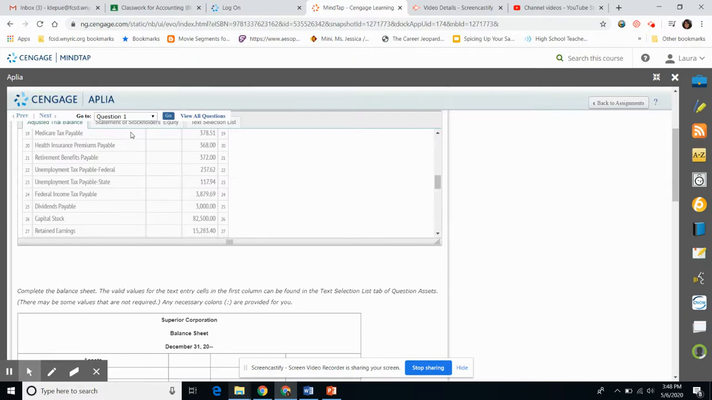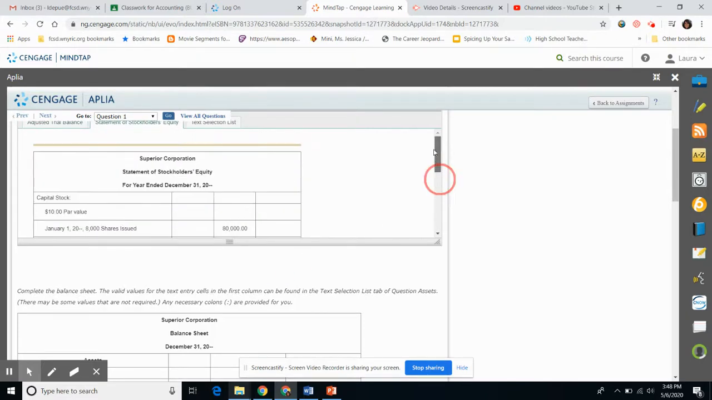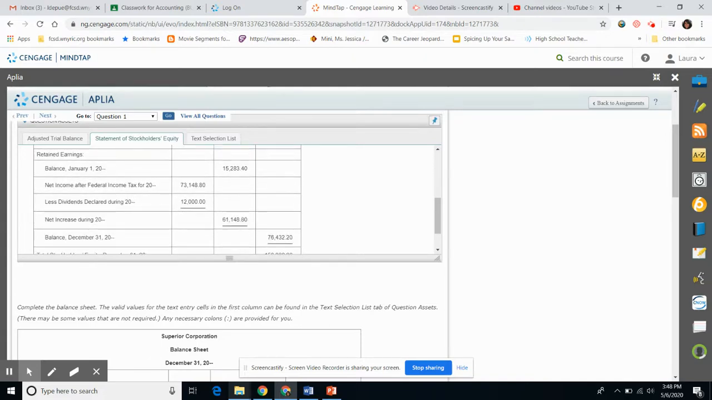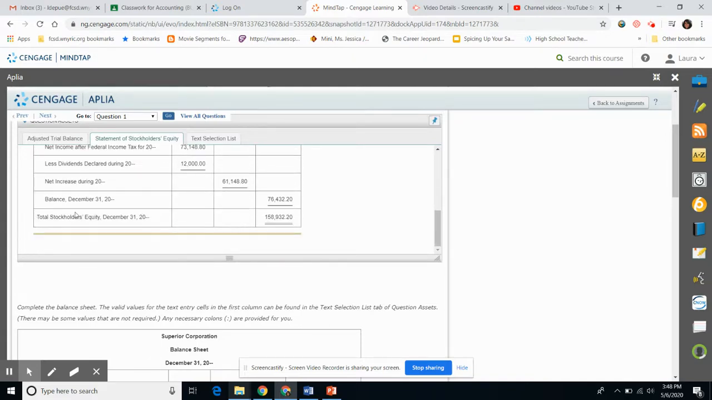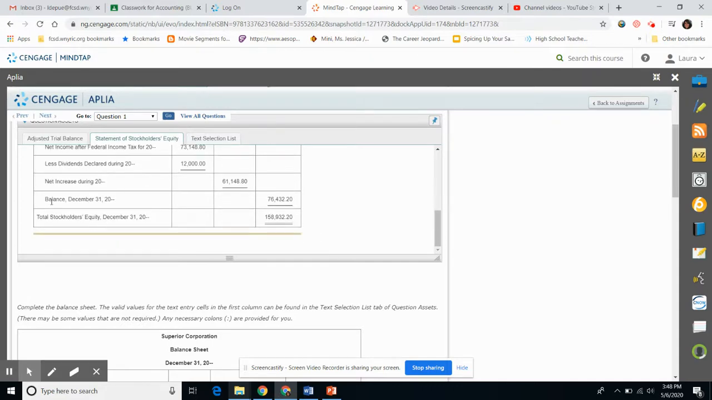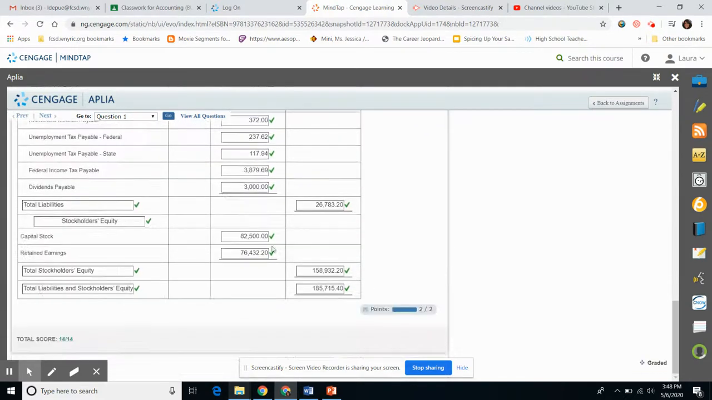Instead, you've calculated a new number when you did the statement of stockholders' equity. So you completed this last time to come up with a new retained earnings. So right here, your new balance of retained earnings in this section called retained earnings, you had a beginning balance and then you did some math, and your ending balance is right here, $76,432.20. So that's what's getting plugged in right here.